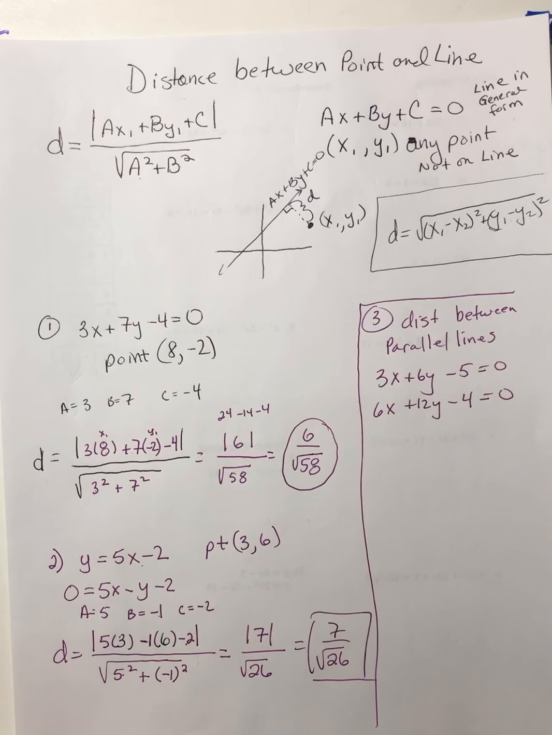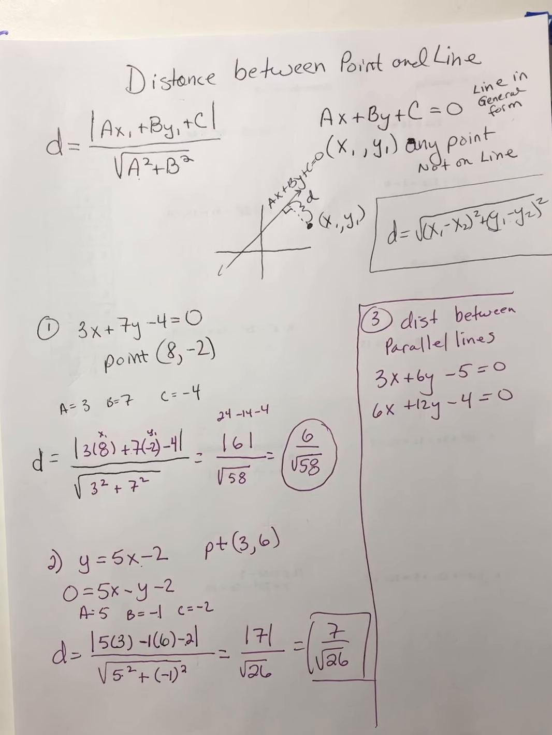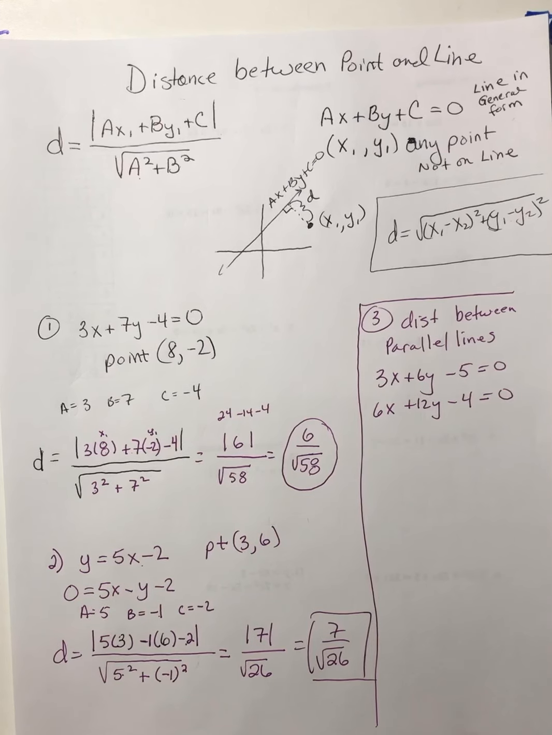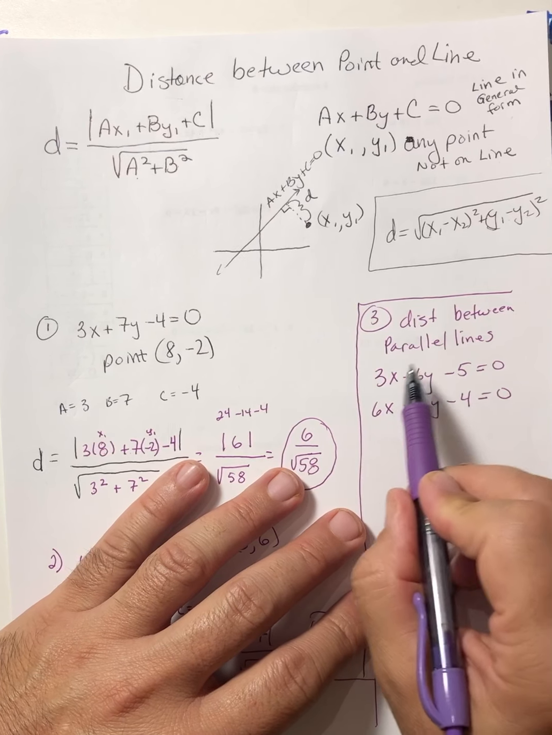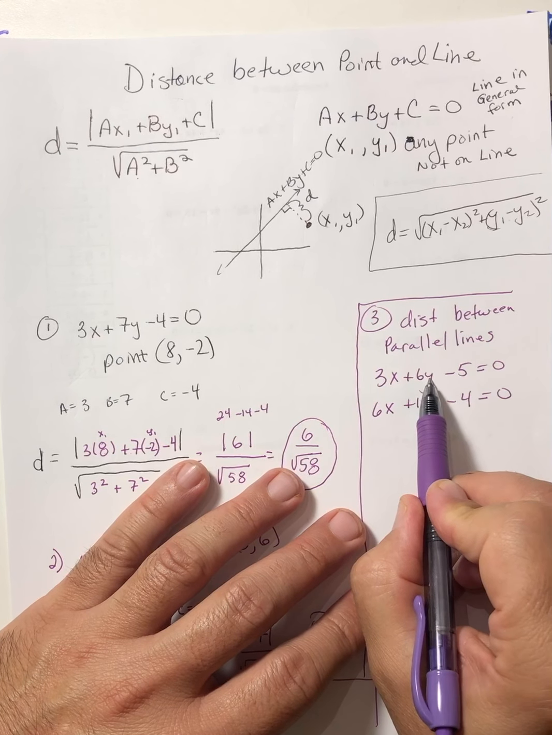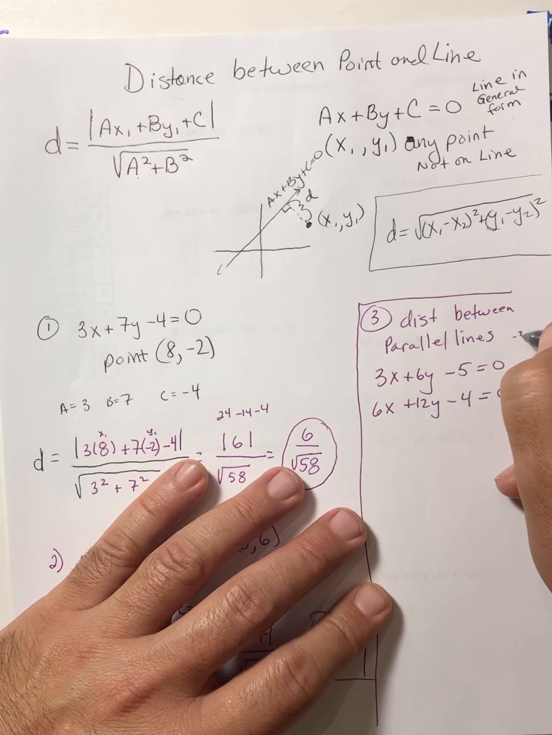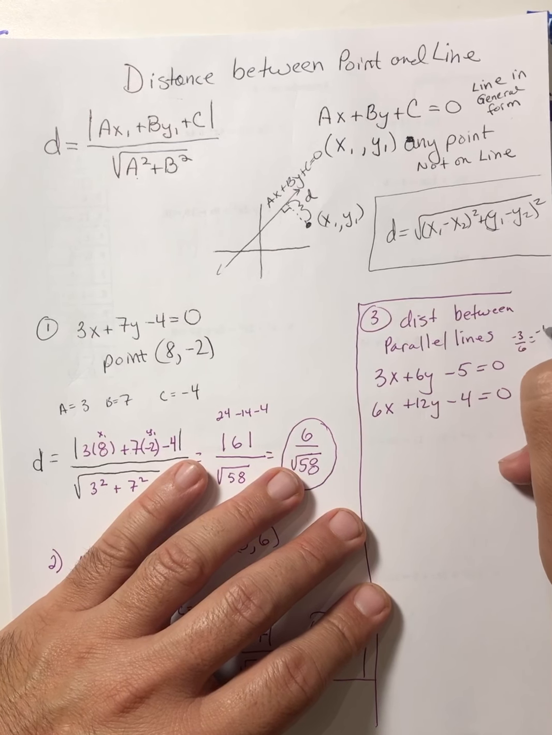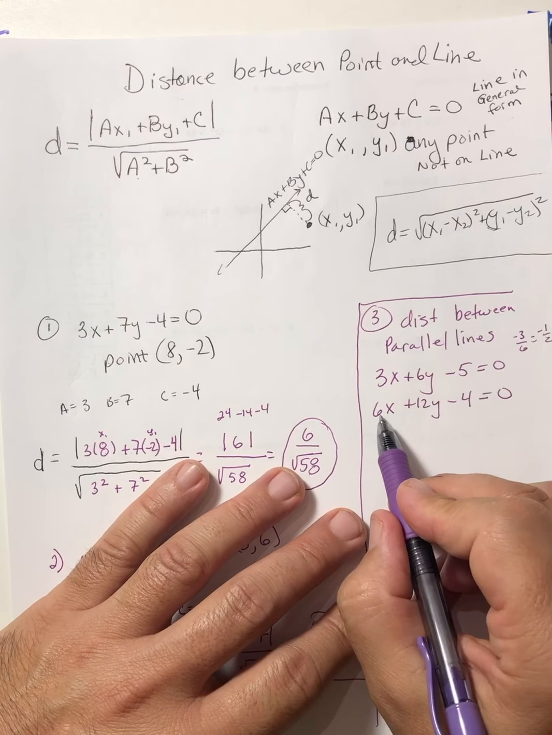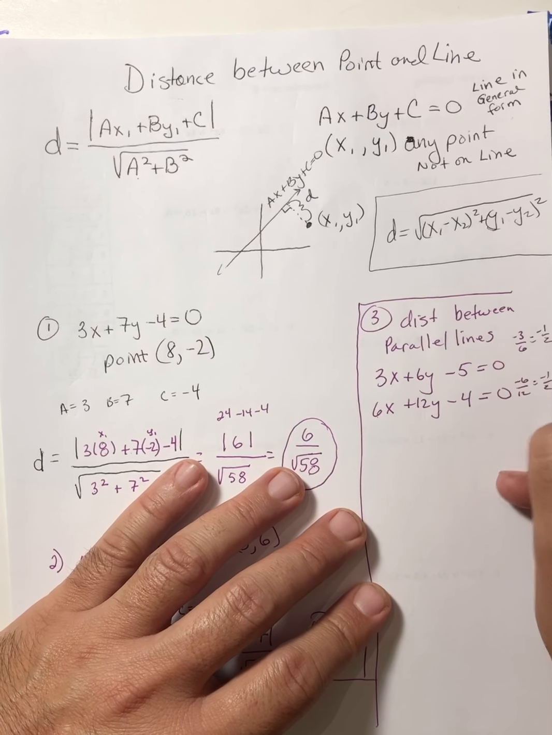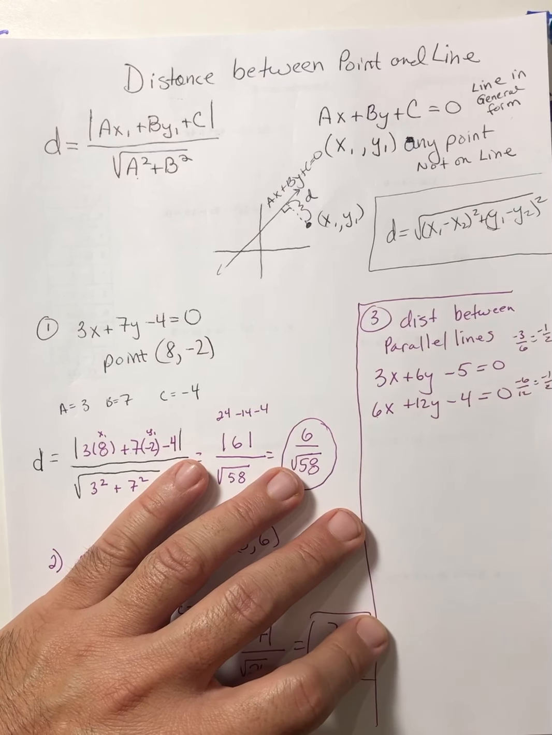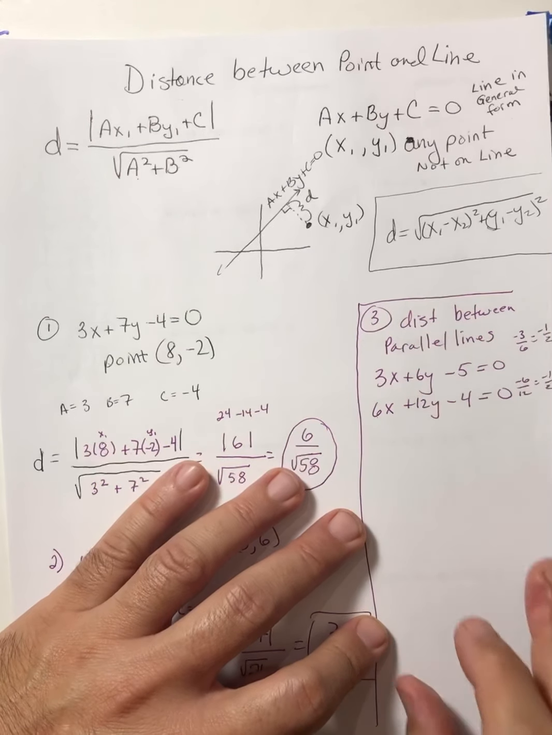First of all, how do I know that these lines are parallel? What do we know about parallel lines? That's right, they have the same slope. What's the slope of this line, the top one? That's right, negative a over b. So up top we have a negative 3 over 6, which is negative a half. Down below, we have a negative 6 over 12, which is negative a half. So these lines are definitely parallel. Okay, so what do I do now?